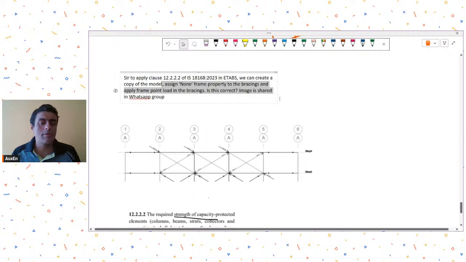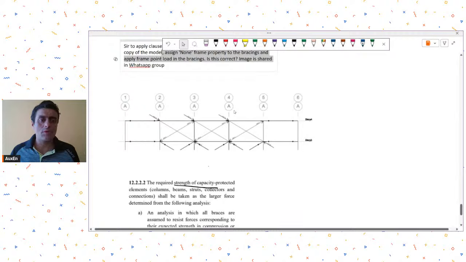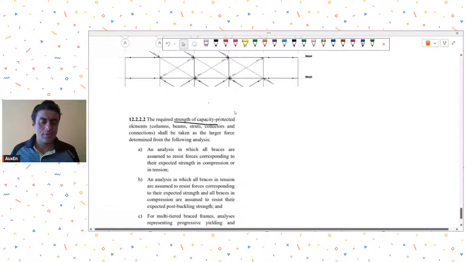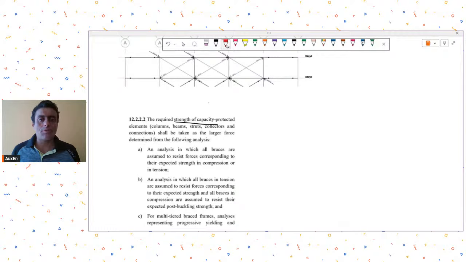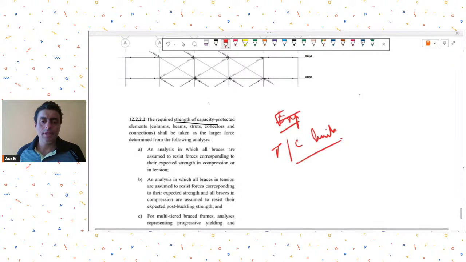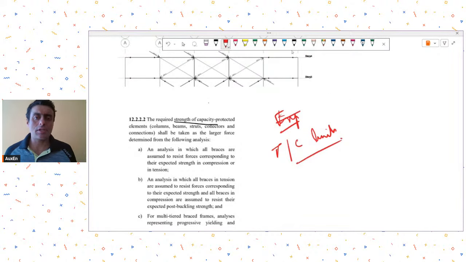Now, what will happen when we assign a none property? I'm not sure what will happen. In ETABS, actually, you have this option, which in the course we did not discuss because I came to know of this feature later on: tension compression limits for frame members. So, what you can do is that in ETABS there is this option for tension compression limits.